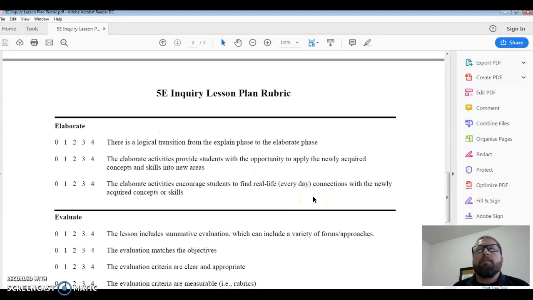So we may start the lesson off with some kind of analogy or some kind of activity that's not directly science oriented, and by the time we get to the explain, we're talking specifically about the science. And then here in the elaborate, you want students to have the opportunity to apply what they've learned. Okay, but not to extend to a new topic.